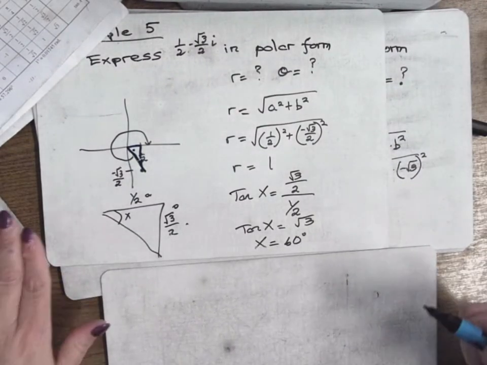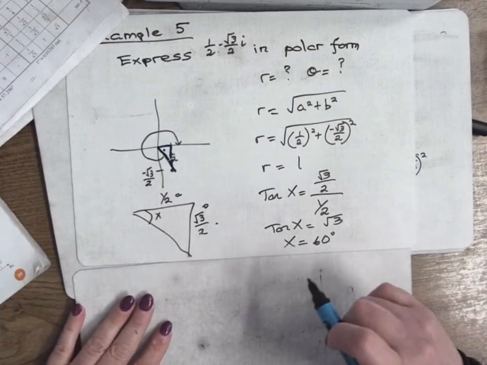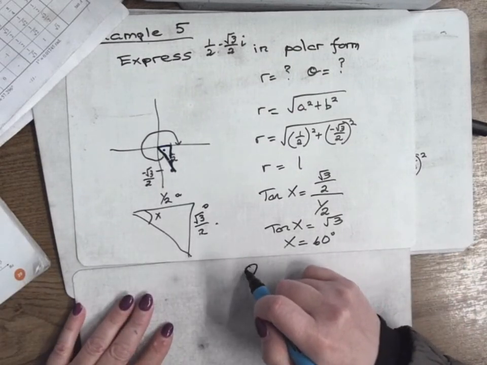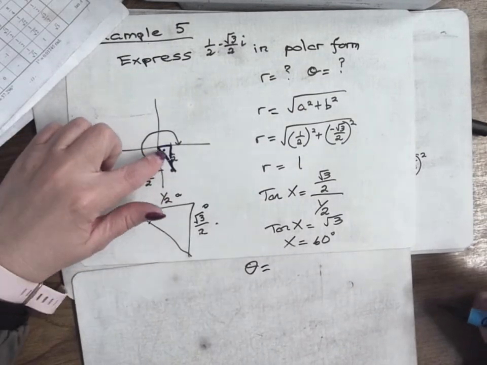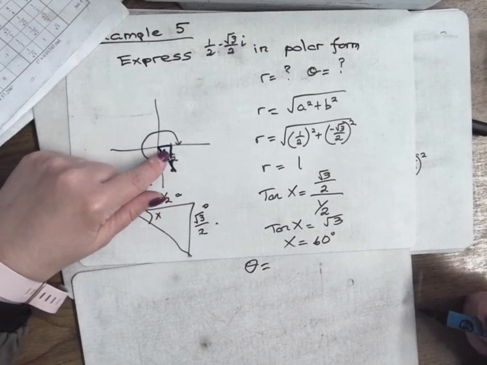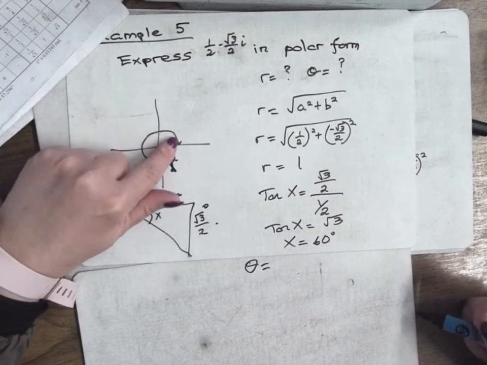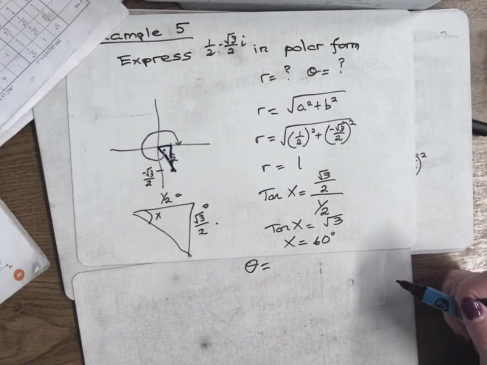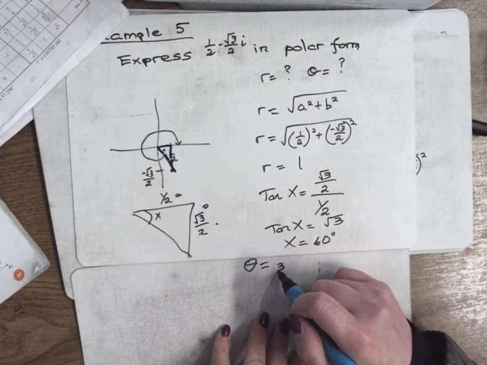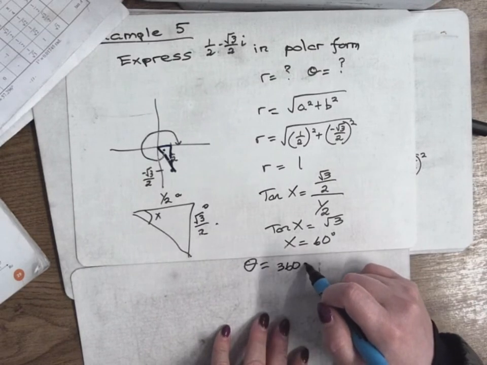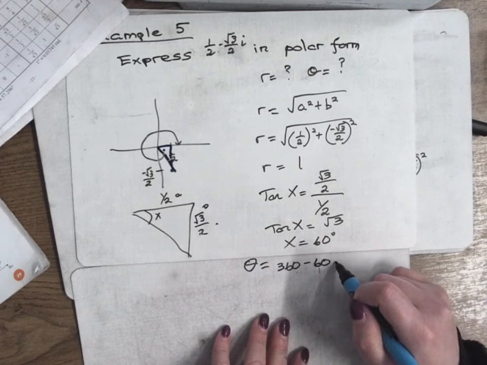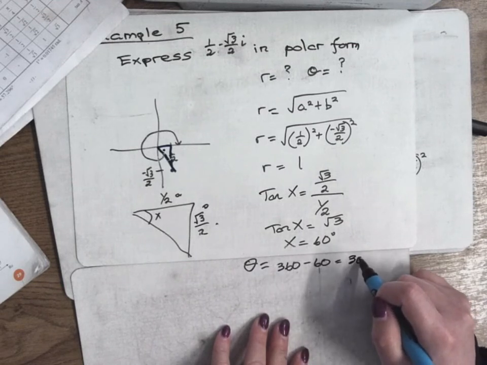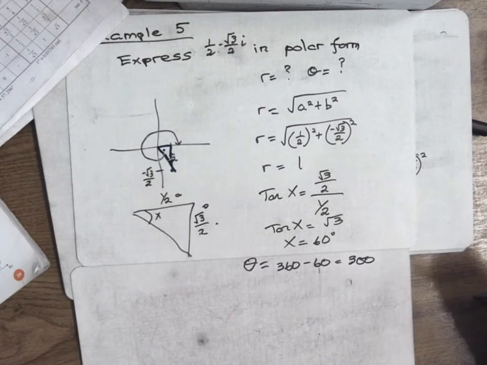How did I say I'm getting the argument? X is not the argument. The angle in there is 60, but I need all the way back. So how do I get the argument? Take it away from 360. So it's 360 take away 60, which would be 300. So your argument is 300.